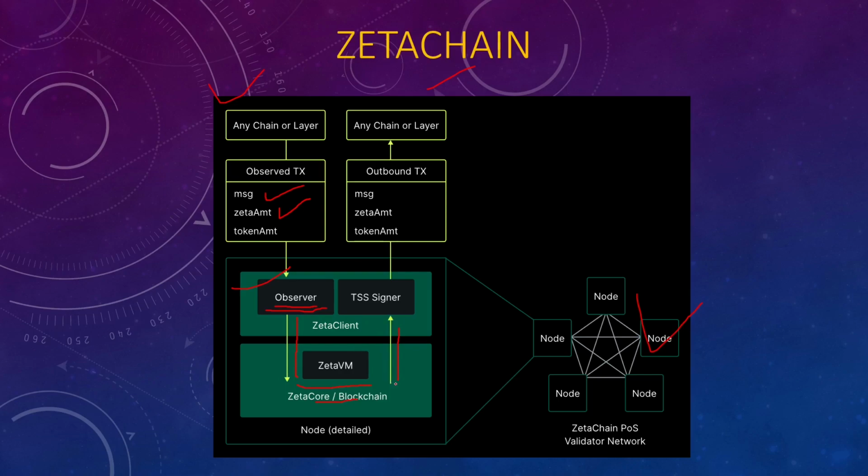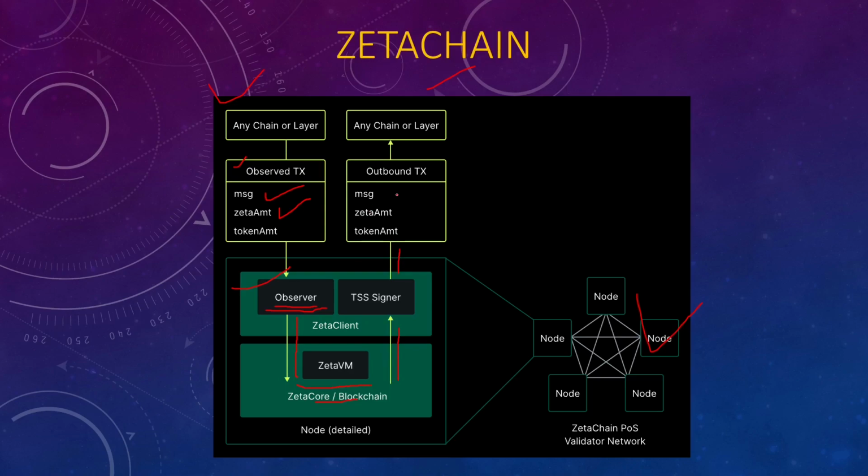After that, it forwards the transaction to the TSS signer, which creates another transaction to the destination chain. As you can see, this is ZetaChain. ZetaChain makes another transaction on the destination chain, which we have specified in our incoming transaction. In this transaction, we'll also specify the destination chain ID so that the Zeta TSS signer knows which chain to initiate the transaction on. So it initiates transactions on our Polygon.